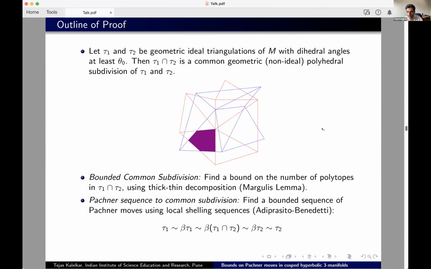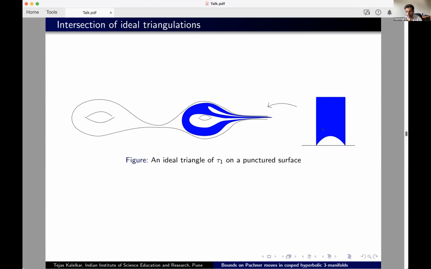So I'll come to both these parts of the proof. So the first one is to get a bound on this common subdivision. Now, just to say that this is not obvious, if you look at topological ideal triangulations and not the geometric ones, then it is not true that you'll have such a bound on the number of common polytopes in this common subdivision. So what I've drawn over here is a blue ideal triangle in H2. And then I've drawn an image of that on a cusped hyperbolic surface where all the vertices are at infinity, so they are in the cusp.